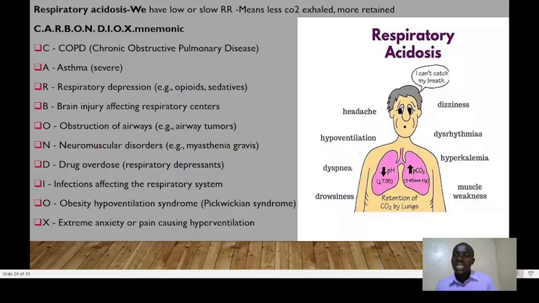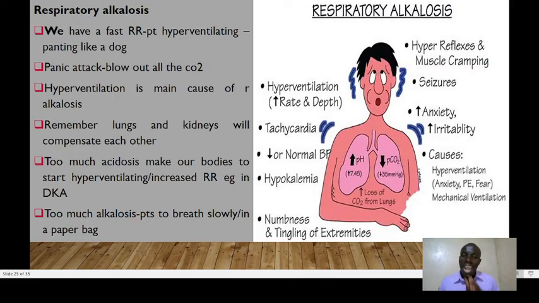The other conditions that can lead to more retention of carbon dioxide in the body, we have a mnemonic, carbon dioxide. So we have COPD, asthma, respiratory depression, brain injury, obstruction of the airways, neuromuscular disorders, drug overdose, infections affecting the respiratory system, obesity, extreme anxiety. All these causes will lead to less CO2 being exhaled. So more CO2 will be retained, contributing to respiratory acidosis.